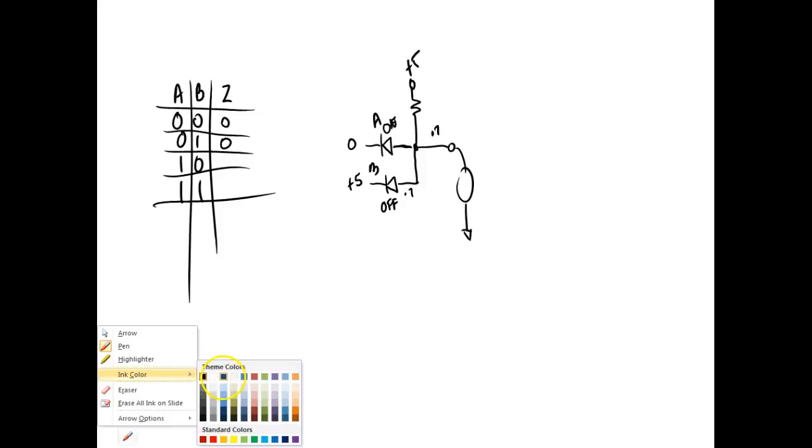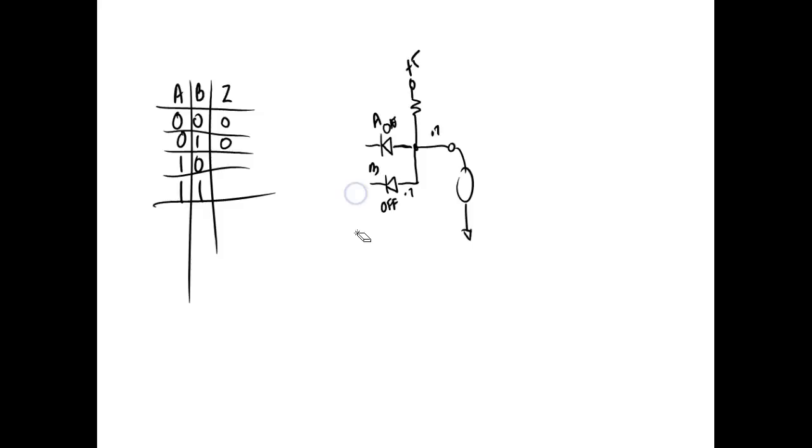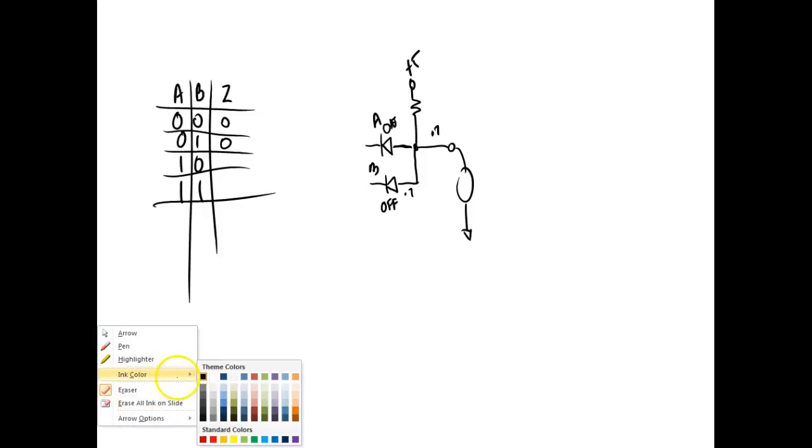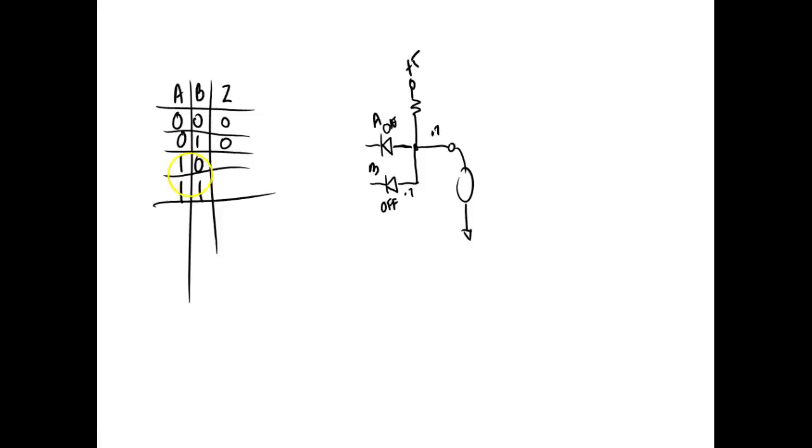Instead of putting plus 5 and 0, let's go ahead and put 1s and 0s. So we know 1s are plus 5 and 0s are grounds, right? So my next combination, we're going to make A a 1, and we're going to make B a 0. What would the output be? Same thing. Now this guy right here does what? This guy turns on, and this guy does what? Turns off. Okay.